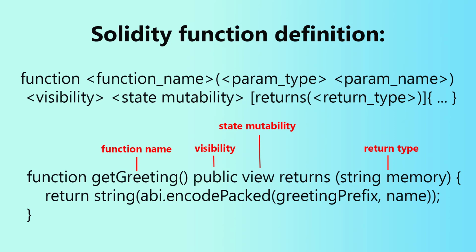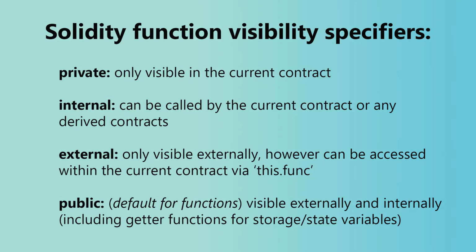All right, let's dig a little bit deeper into the visibility specifiers. We're going to start from basically the most secure to the least secure specifiers. The first one is private, which means that this function is only visible in the current contract. Okay, it can't be called by other contracts or anybody else. Then we have internal, which is similar to private, can only be called by the current contract or any derived contract. That means any contract that inherits from the current contract.